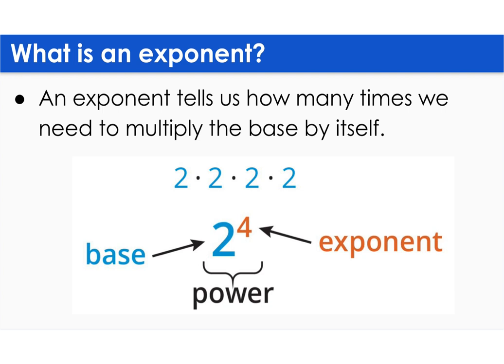An exponent tells us how many times we need to multiply the base by itself. So the big number here is the base, and the little number up at the top is the exponent. The whole thing we consider a power. So 2 to the 4th is 2 times 2 times 2 times 2. So you are multiplying 2 by itself 4 times.